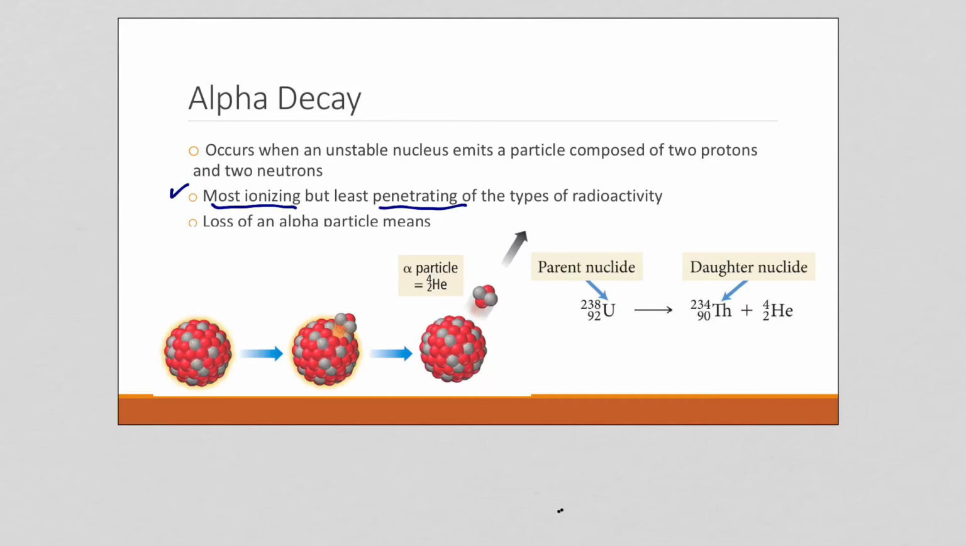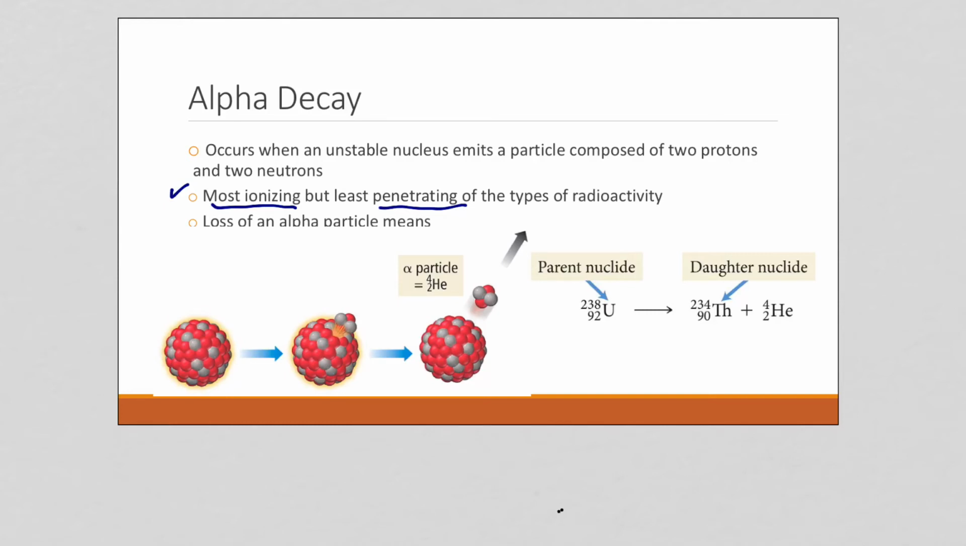So alpha particles are very dangerous because they have a strong ability to ionize molecules, but they're not very penetrating. They can't really penetrate into the body. They can't pass through skin. They have a very low penetrating ability. So the easiest way to protect against alpha radiation is just surface protection. They can't pass through clothes. They can't enter the body from external sources.